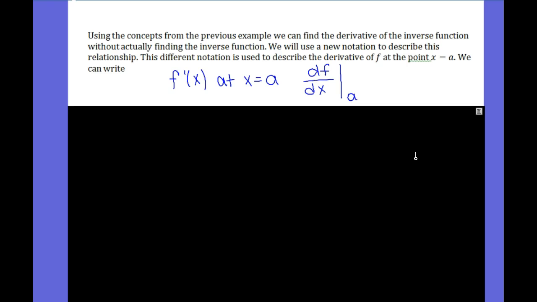Do I staple them? Oh, because I gave you a table.